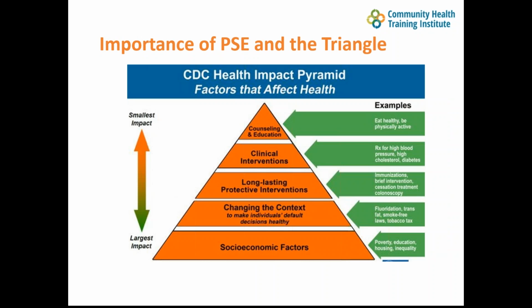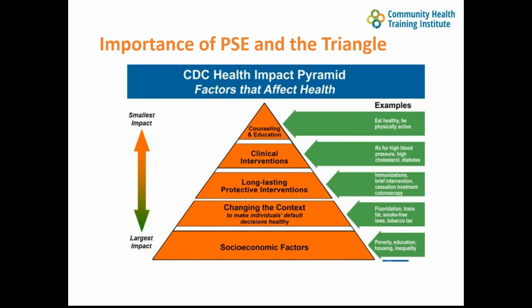There is a great importance of policy and systems change. This is from the CDC. This is the Health Impact Pyramid. What you can see are different ways in which you might be able to impact health. At the very top of the triangle, there are counseling and education, which is often done in one-on-one situations. There can be clinical interventions. There can be changes to the context, so having a bike lane or having corner stores that are able to offer more fruits and vegetables could be another example of changing that context. And then at the very bottom of the pyramid, we have the socioeconomic factors.